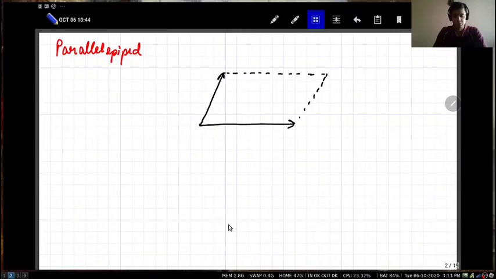So what is a parallelepiped? It's a generalization of a parallelogram to n dimensions. And so let's look at the two-dimensional case. So in 2 dimensions, what is a parallelogram? A parallelogram is basically a quadrilateral where opposite sides are parallel to each other.